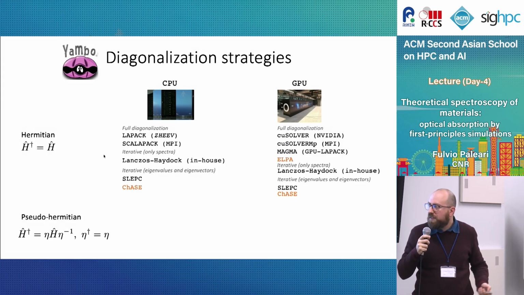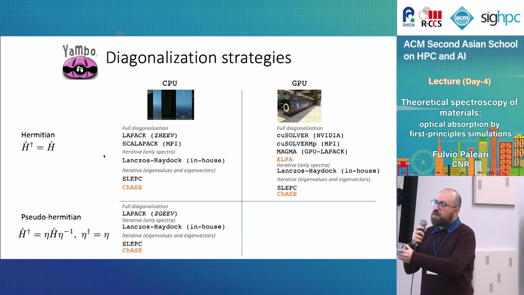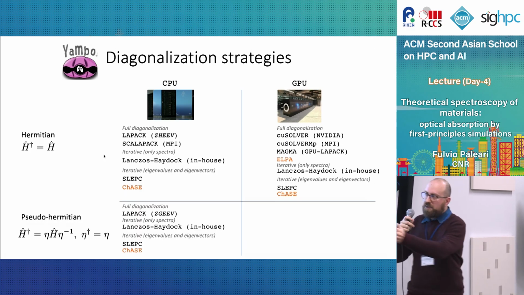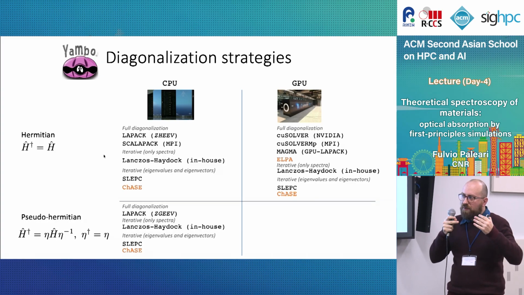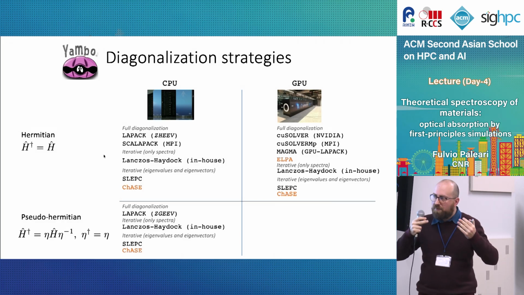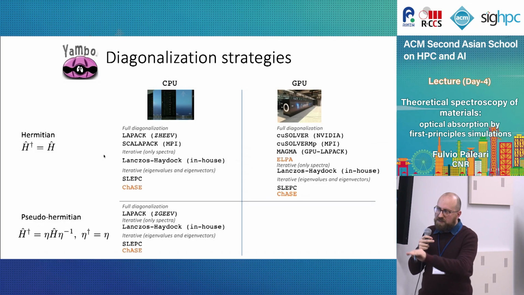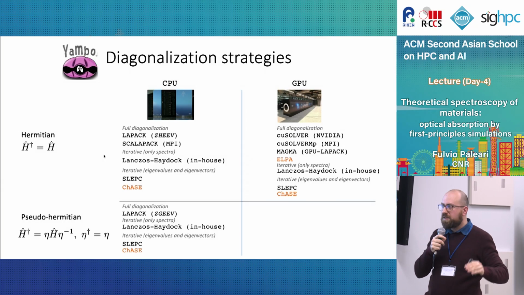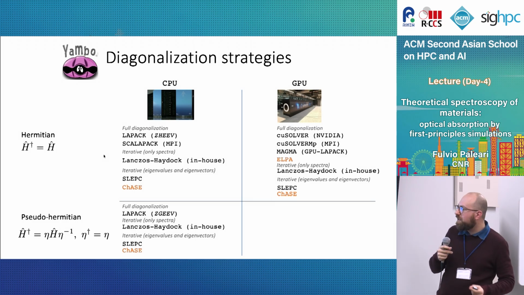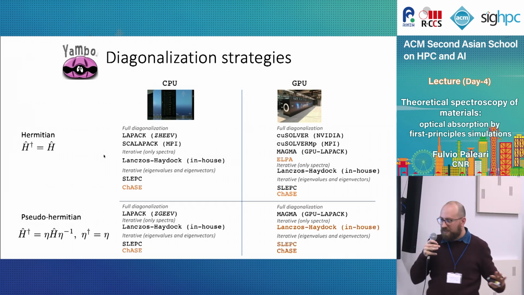What if we go to the pseudo-Hermitian case? Well, on CPU, the situation is really good. Of course, if you want to do the full diagonalization, which is not suggested, there is only LAPACK with a generic routine that does not take into account the fact that the matrix is pseudo-Hermitian. It's just general for any non-Hermitian matrix, so it's maybe not the best. Iterative spectra-only works, and SLEPc for also eigenvalues and eigenvectors, iterative also works. On GPU, pseudo-Hermitian, don't do it, but if you really need to do it, there is still MAGMA that works.